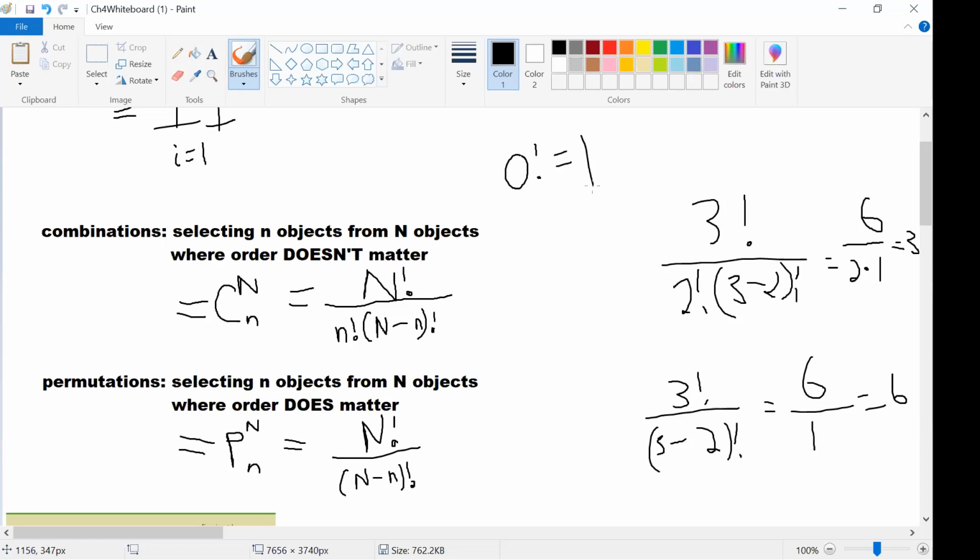There are other ways of proving why that's the case, and I can do that if you want. But the easiest explanation is just the more intuitive one. If you have nothing, there's only one way you can order nothing, and that's nothing.